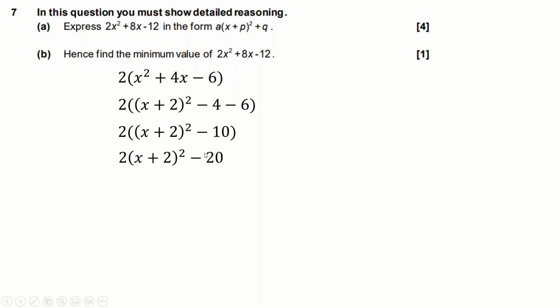Now what's the minimum of that? Well, we saw this before, but this is positive. This is always positive or 0 because it's something squared and then times by 2. So when x is minus 2, that's when this is at a minimum of 0. And then we can take away 20 to get the minimum of minus 20.